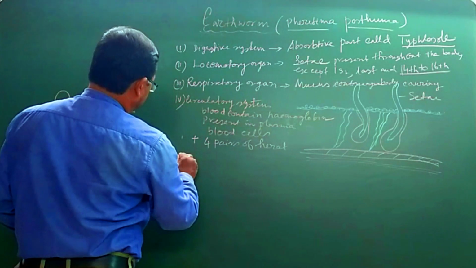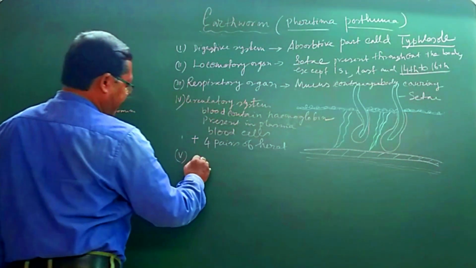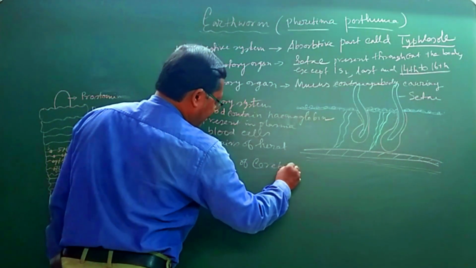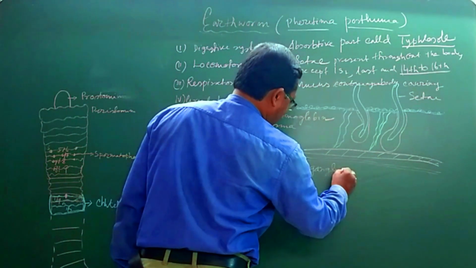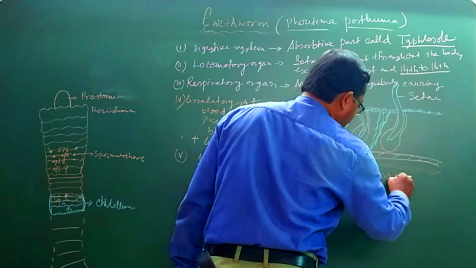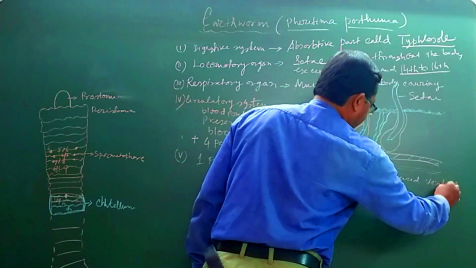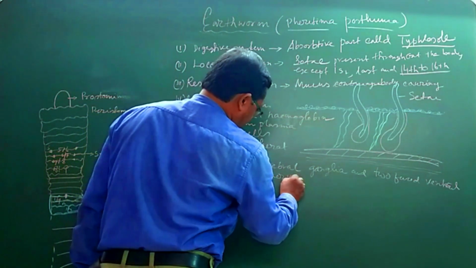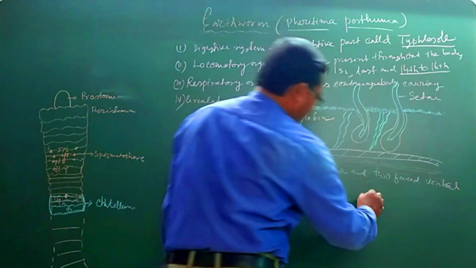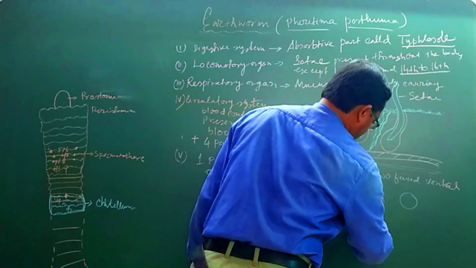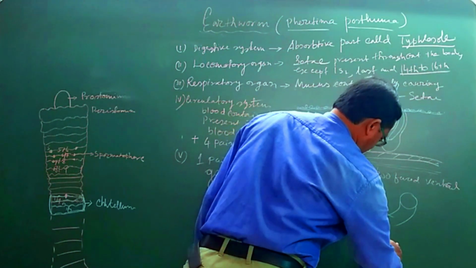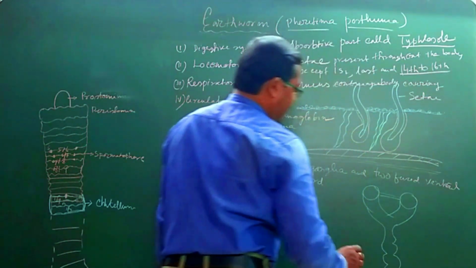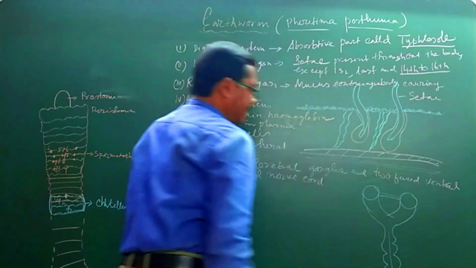Their nervous system contains 1 pair of cerebral ganglia and 2 fused ventral nerve cords, a gangliated nerve cord. This looks like two cerebral ganglia, and this gangliated ventral nerve cord is present ventrally.